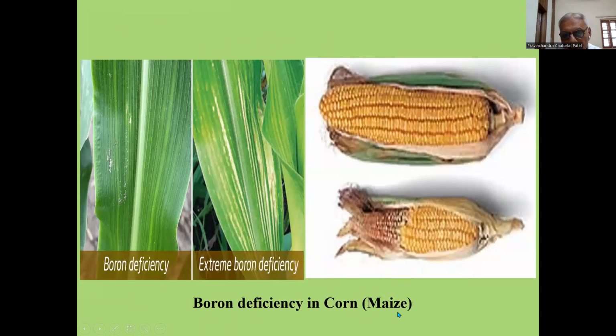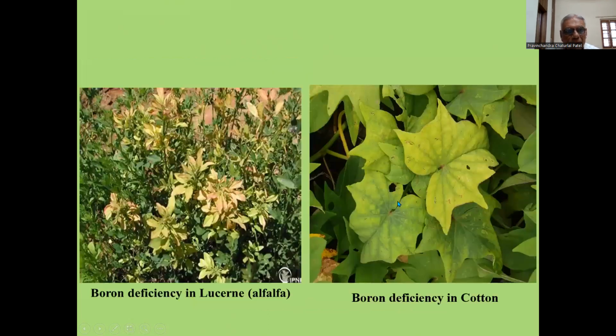So boron deficiency in corn, maize. Here you can see boron deficiency. Here is extreme boron deficiency. You can see leaf scratches and yellowing of the leaf. Then the corn cob is also affected. Then boron deficiency in lucerne, alfalfa. You can see that when there is boron deficiency in the soil, the growth of the lucerne crop is poor, and you can see chlorosis on the top leaves.